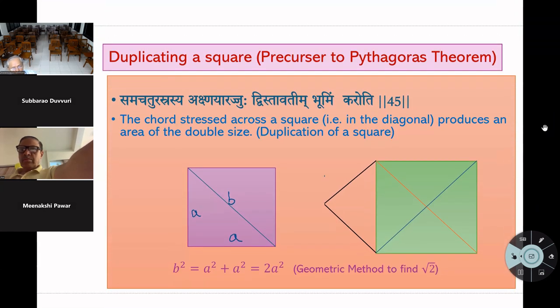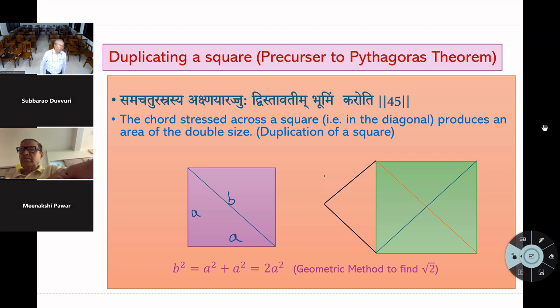Okay, now he gives a sutra for this thing. Samo chaturasrasya. Samo, you will understand, Samo means equal side. Chaturasra, Chatur means four. So four sides are there, they should be equal in all senses. Sama is the word used for this. Akshaya Rajjuhu. Rajjuhu means rope. So this Akshaya means slant rope.